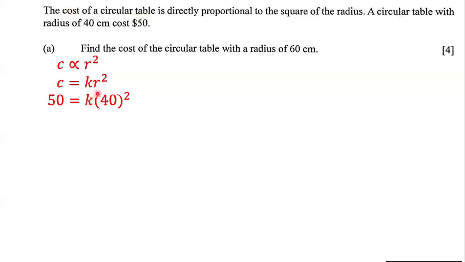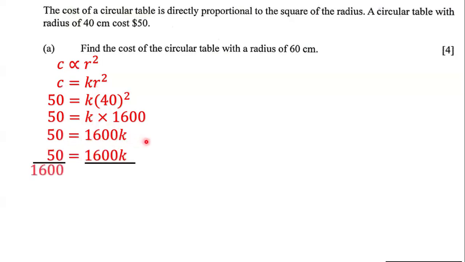And so we have C is 50 and R is 40. And so we have 40 squared, and 40 squared is 40 times 40. And 40 times 40 is 1,600. So we have 1,600 multiplied by K is equal to 50. Next, we say 1,600 multiplied by K, and that gives us 1,600K. And so we divide both sides of this equation by 1,600 because we want to isolate K. We cancel this 1,600 with this. And so we are left with K is equal to 50 divided by 1,600.